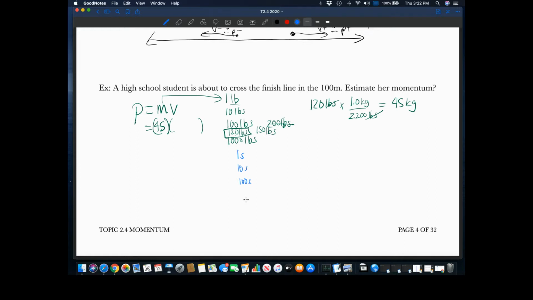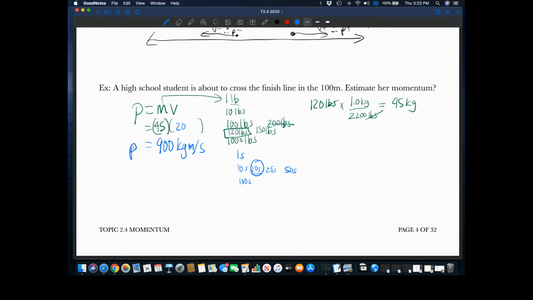So now we could go to 50 seconds. 50 seconds, that's still too long. Someone really, really fast would run almost a full lap around the track in that period of time. What about 25 seconds? Probably a little bit slow. 20 seconds is more reasonable, and maybe 15 seconds would be reasonable. But we can just settle on about 15 to 20 seconds. So we put that 20 seconds in there, and then we find out that her momentum is 900 kilogram meters per second.